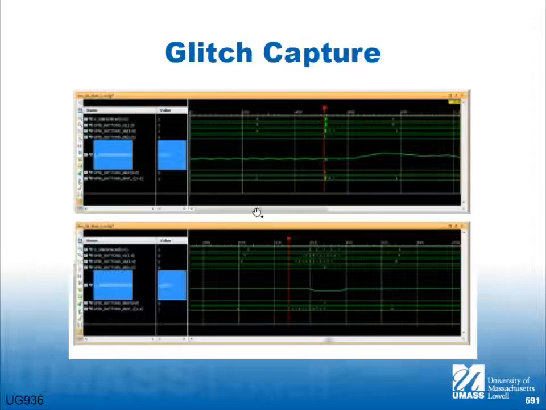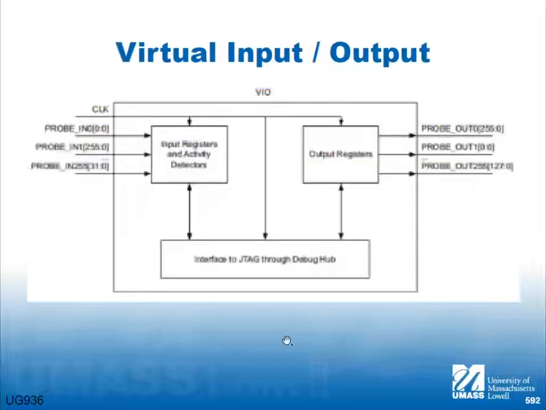We can do glitch capture. I haven't talked about glitch, but a glitch is a signal that changes and changes back within one sample. So glitch analysis is something that those expensive logic analyzers give you. This has limited capability to find glitches. And it does increase the amount of memory that you use, because remember, now it has to look at before and after the signal. All right, that's that. That's internal logic analysis, and it's very valuable.